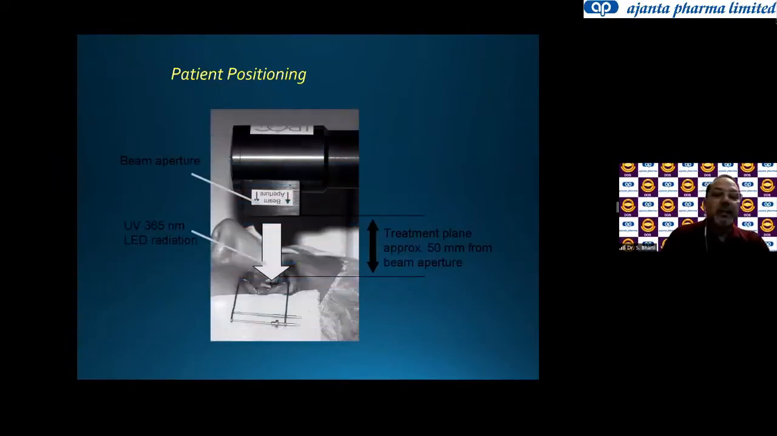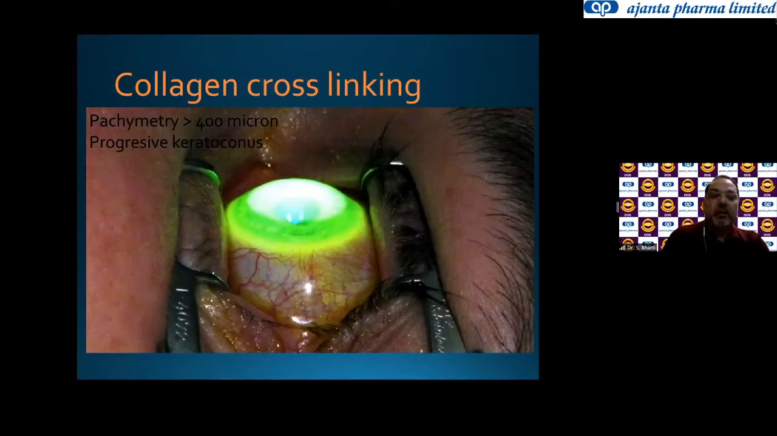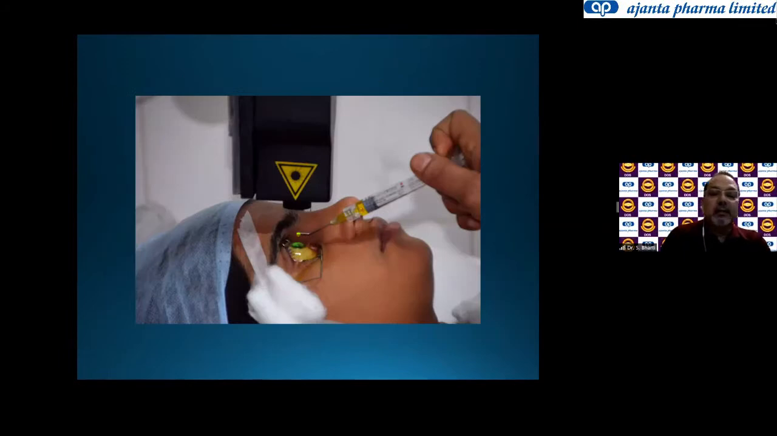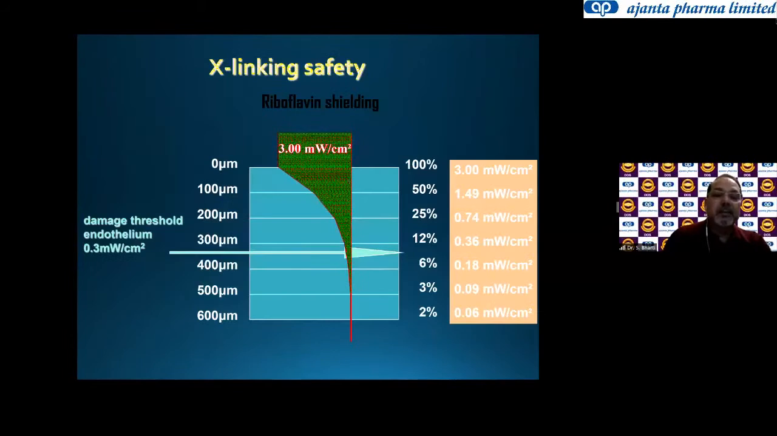So it's like this: beam aperture, 360 nanometer LED radiation with the UV light. Treatment plane is about 5 centimeters. This is how it should be falling on the cornea. This is how the continuous dropping of riboflavin is very important, along with BSS. And as you can see, riboflavin acts as a shield, so no damage occurs at the level beyond 325 microns. And then the ultraviolet light, which is reaching below the cornea, is hardly of any significance.